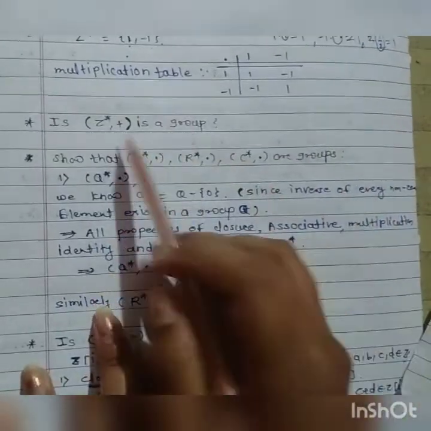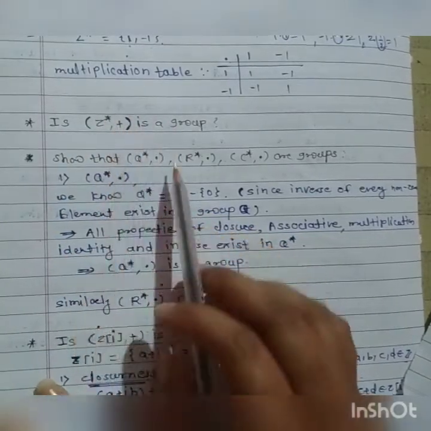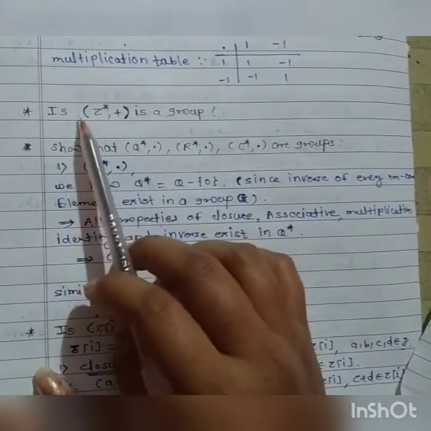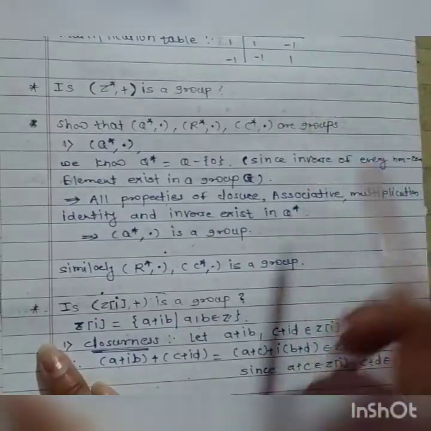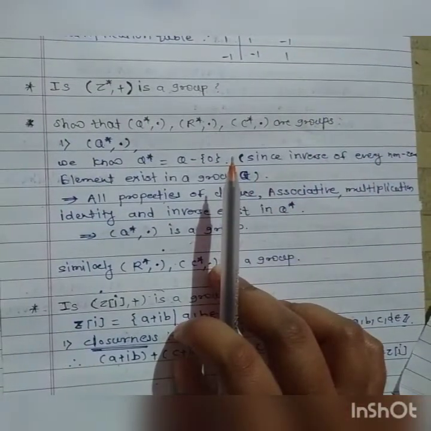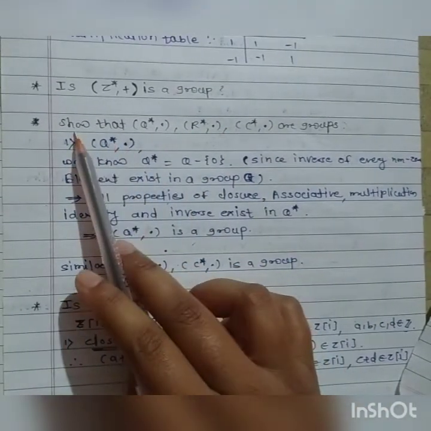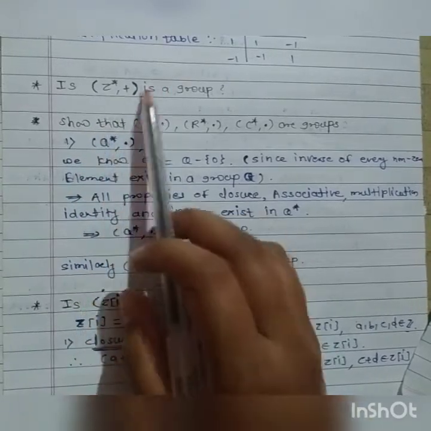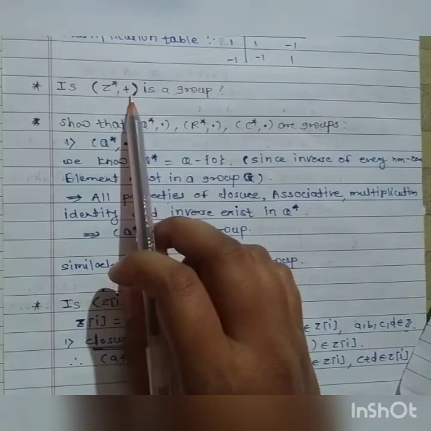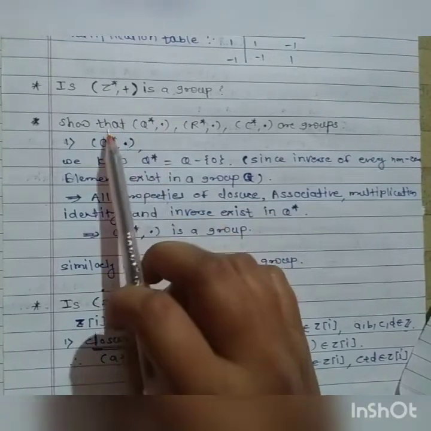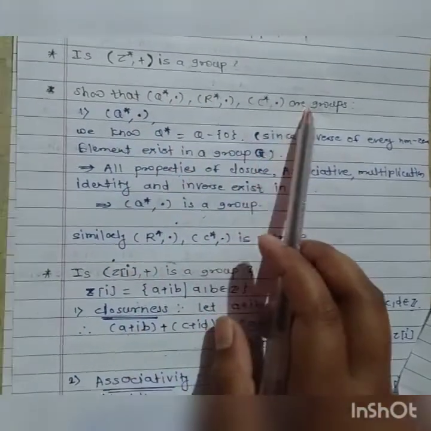Then this is for you. The example, Z star under plus, is a group. This is a homework example. You have to solve it at home, and I will ask this question in the first session of the Zoom meeting. The schedule will be given to you in the WhatsApp group. Therefore you have to consider that example and show whether Z star under the binary operation plus is a group or not.